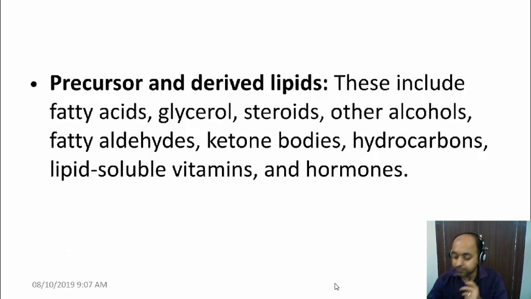And then we come to the third category, the precursor and derived lipids. You can see a large number of names: the precursor fatty acid, the precursor glycerol, the other alcohols, the fatty aldehydes, the ketone bodies, the hydrocarbons. Derivatives include the steroids, the lipid soluble vitamins, and the hormones. So the three categories: the simple lipids, the complex lipids, and the derived lipids.